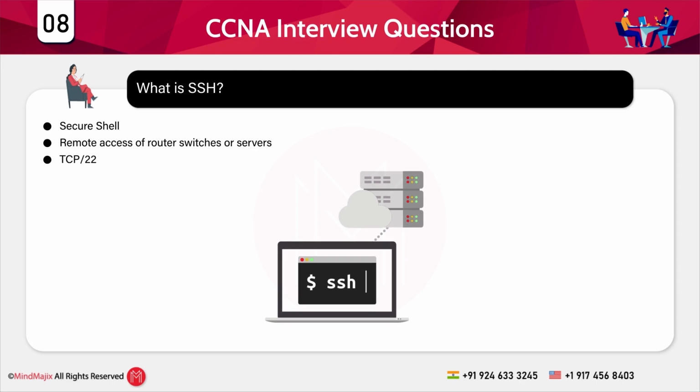Next one is, what is SSH, secure shell? It stands for secure shell. It is used to connect with a router, switches, or server in a secure way. So we can use it for remote access of a router, switches, server. It works on port number 22 of the TCP protocol. So it is a connection oriented protocol. And here public key, private key is also used.